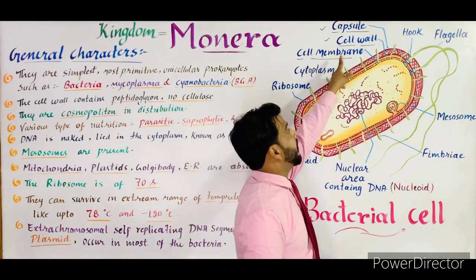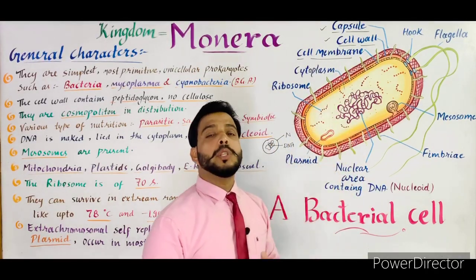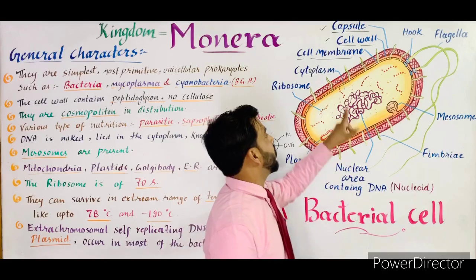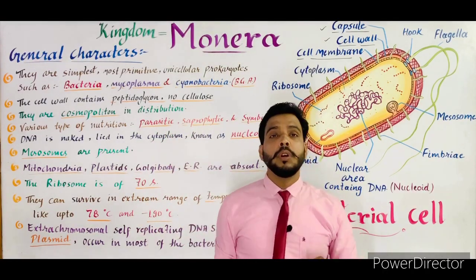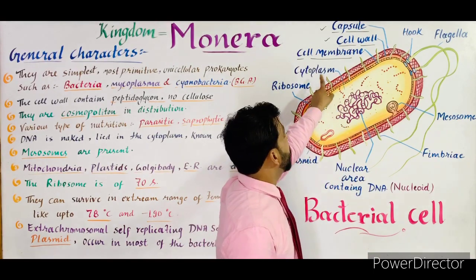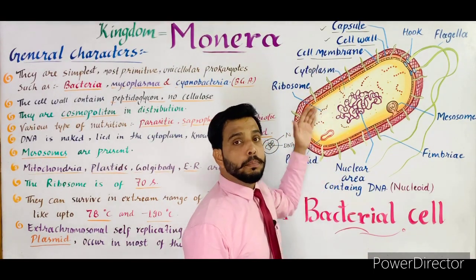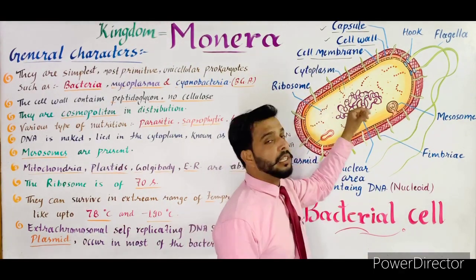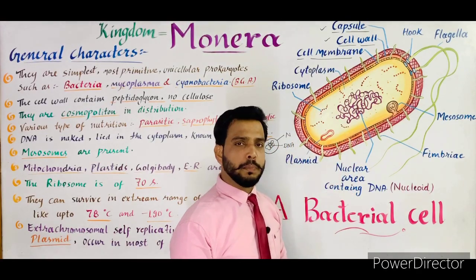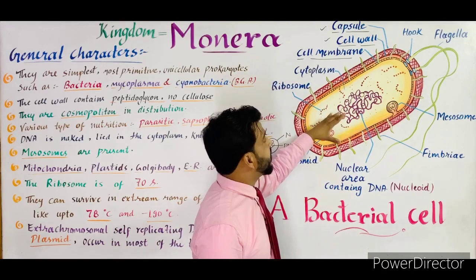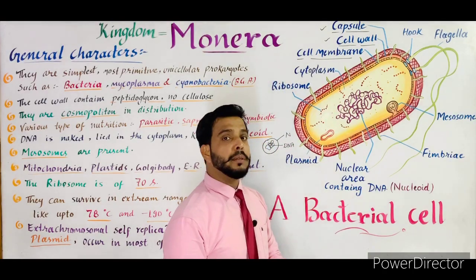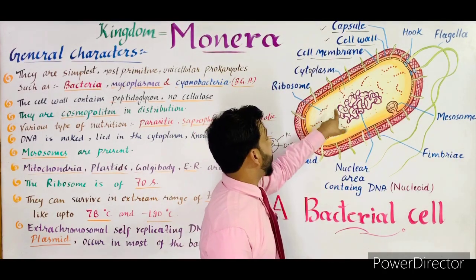Next layer is the cell wall. The cell wall is present in bacteria, and it is made up of peptidoglycan, as I told you in point number 2. Next is the cell membrane. Just below the cell wall, a thin and delicate cell membrane is present, which forms the mesosome here. Inside the cell membrane, the cytoplasm fills the bacterial cell.